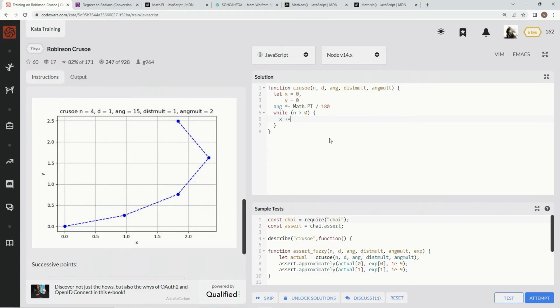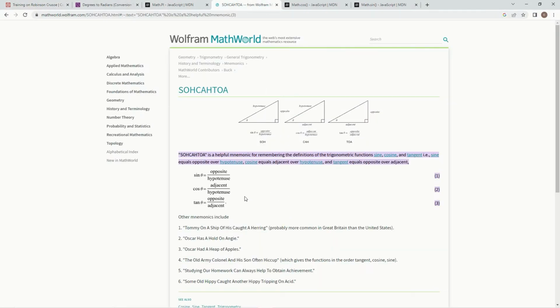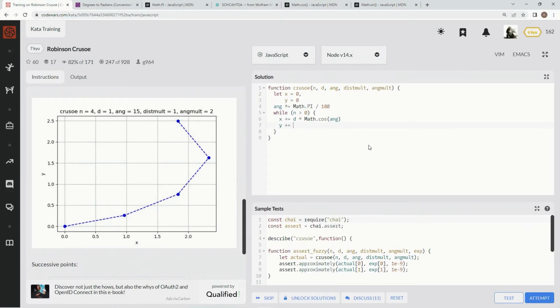So we're going to say x plus equals d, which is the hypotenuse, the distance, times Math.cos of the angle. We're going to do the same thing for y, except since we're looking for the opposite, which is here, we're going to use hypotenuse times sine of the angle. So let's come back over here. We're going to say y plus equals d times Math.sin angle. Now I've got that taken care of.